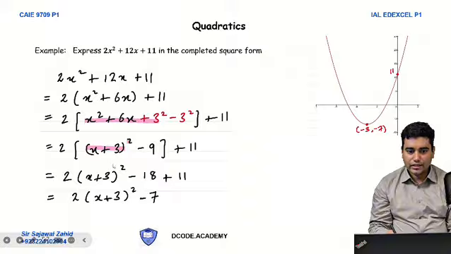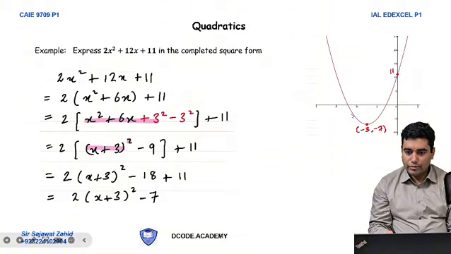Second last step, you attach the 2 with the bracket, and then you multiply 2 with minus 9, which becomes minus 18. And minus 18 plus 11 becomes minus 7. So this is the completed square form, a times x plus or minus h whole squared plus k. Now the y value of the turning point, in this case the minimum point, is directly the last number, minus 7, whereas the x coordinate is the opposite of 3, which is minus 3. You will always take the opposite sign of the number in the bracket.